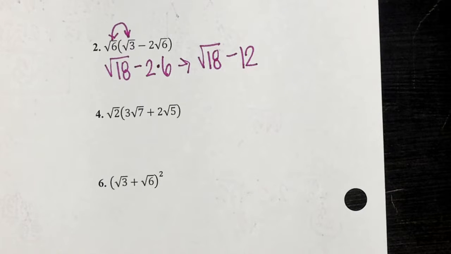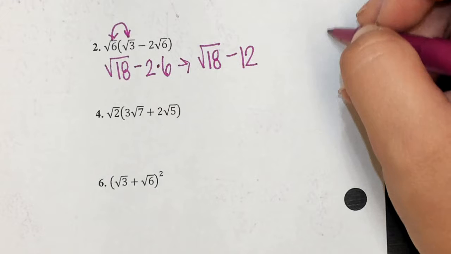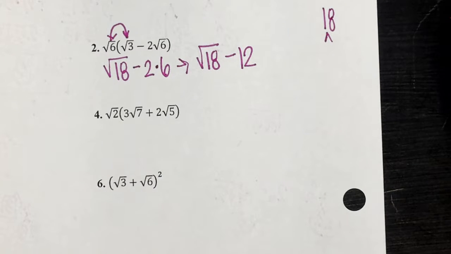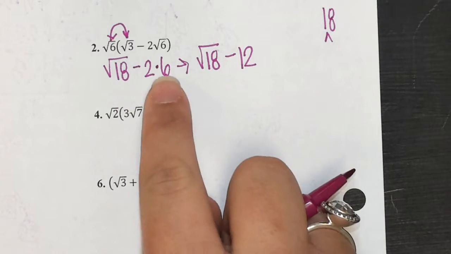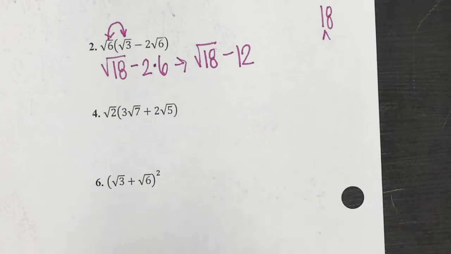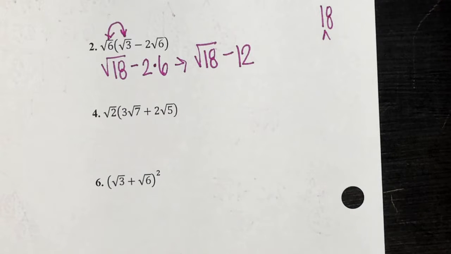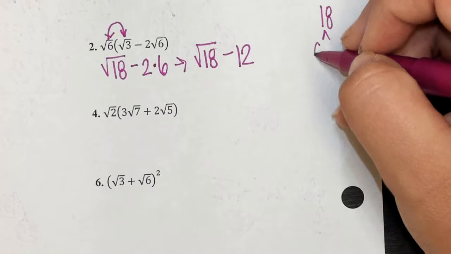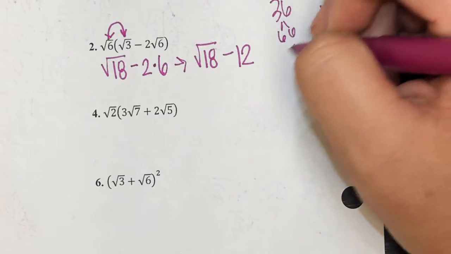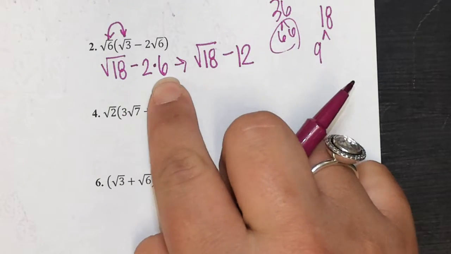But stop. Can we reduce 18? Yes. And the square root of 36 is? It's just 6. And so circle 6. If you need to do it that way, you can. Okay? Well, when you take the square root of 36, 36 is just 6 and 6. So when you circle that, it's just 6.